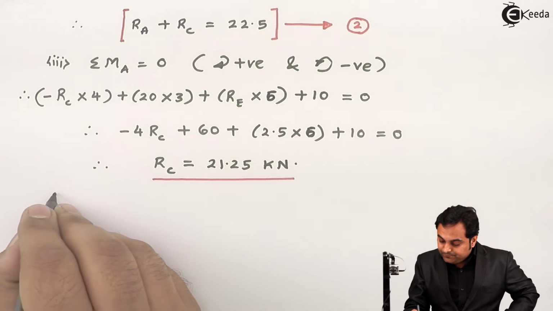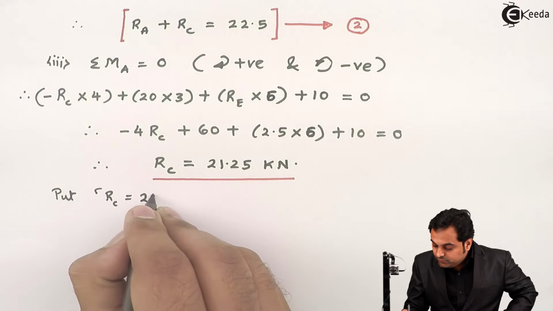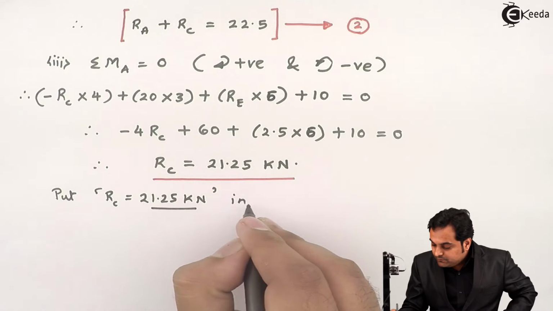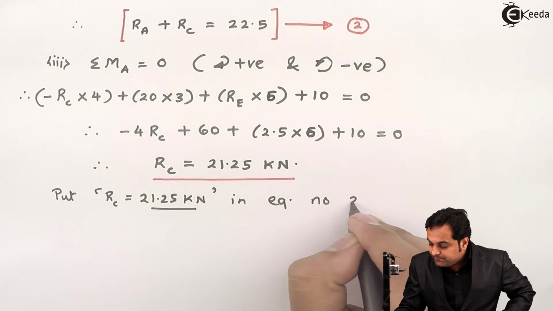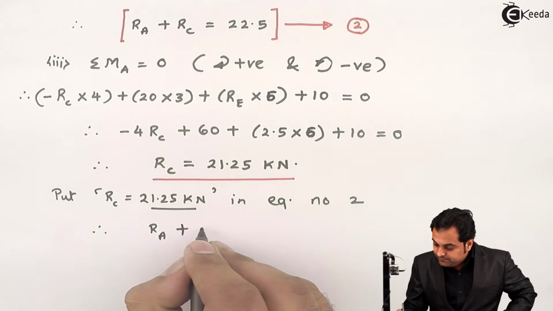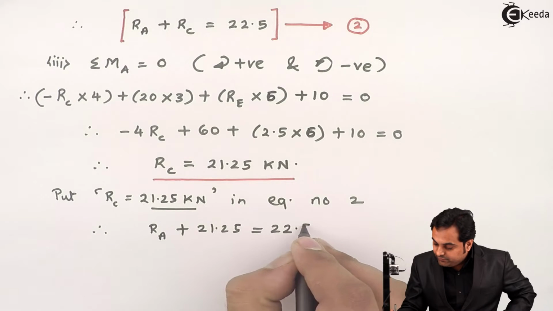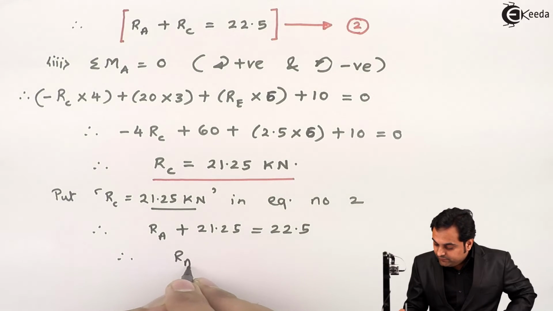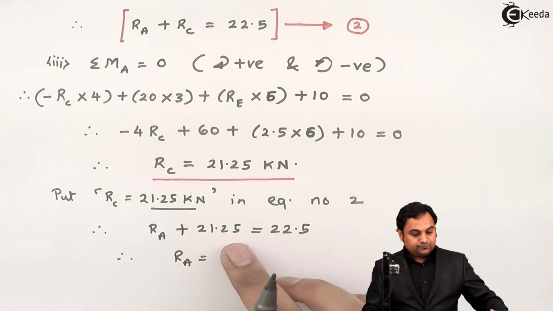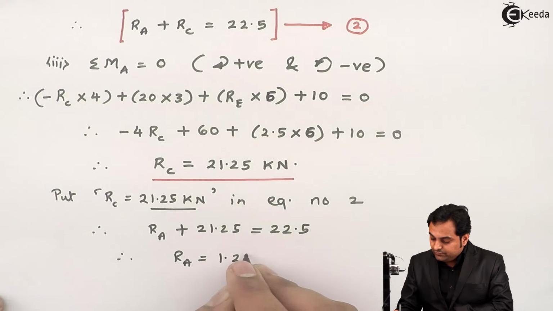Next I'll say that put RC is equal to 21.25 kilonewton in equation second. So from that RA will be here plus 21.25 is equal to 22.5. So therefore RA value will be 22.5 minus 21.25, and that gives me an answer as 1.25 kilonewton.